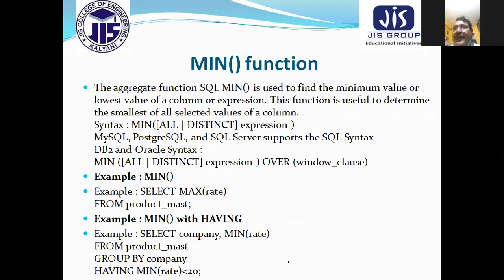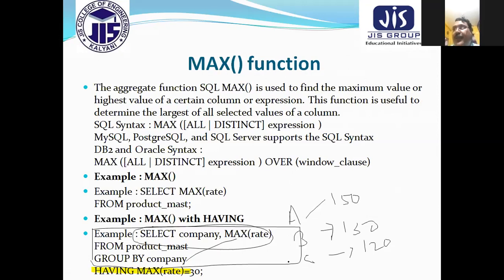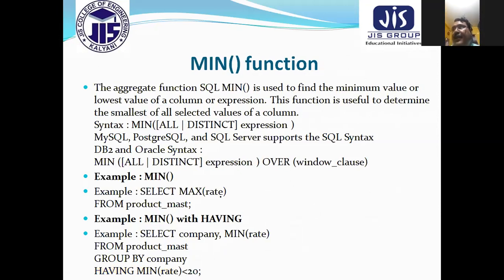Now here the min function is a similar thing. This function is used to find the minimum value or lowest value of the column or expression. The function is useful to determine the smallest of all selected values of the column. In the earlier case, we have seen the largest. So here we are able to see the smallest.